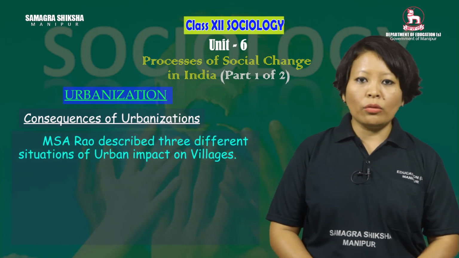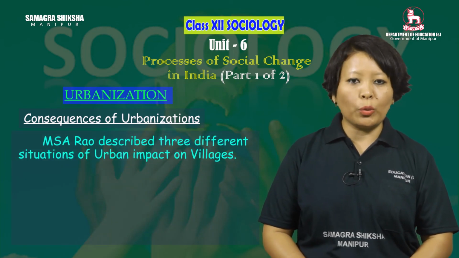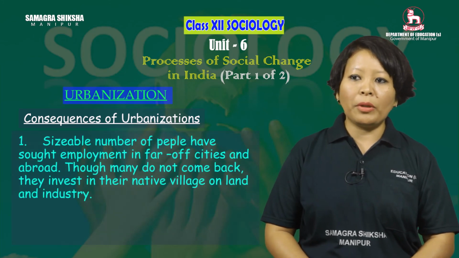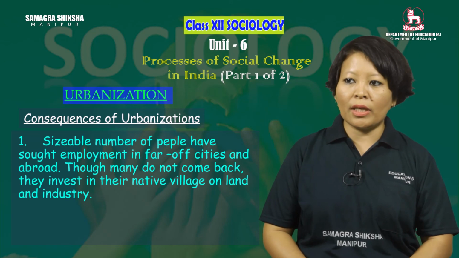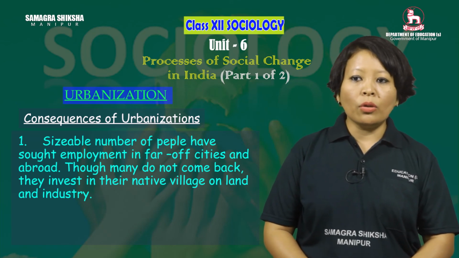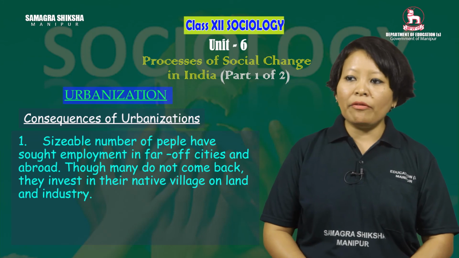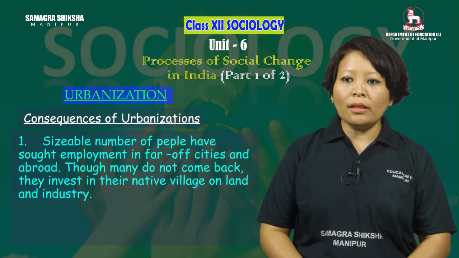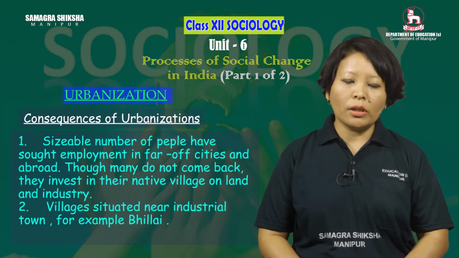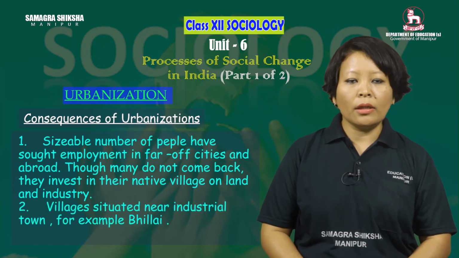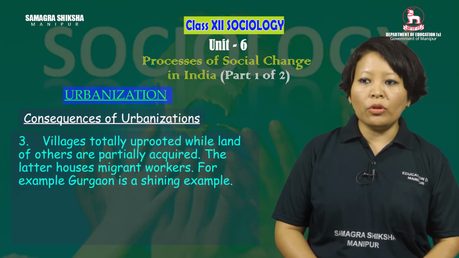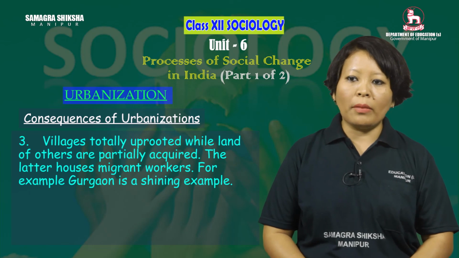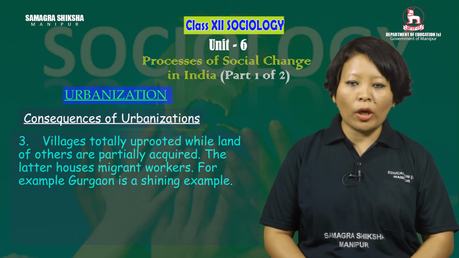MSA Rao, a well-known sociologist, described three different situations of urban impact on villages. First, sizable number of people have sought employment in far-off cities and abroad. Though many do not come back, they invest in native village on land and industry. Second, village situated near industrial town, for example, Bhilai. Third, village totally uprooted while land of others are partially acquired. The latter houses migrant workers, for example, Gurgaon is a shining example.